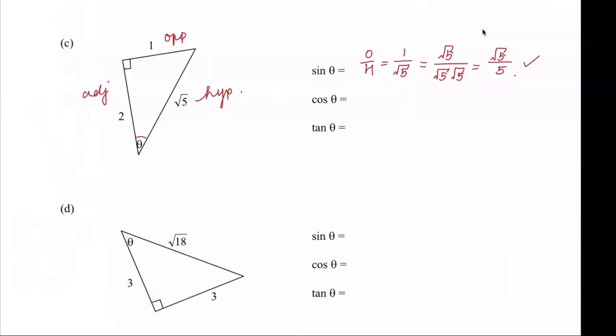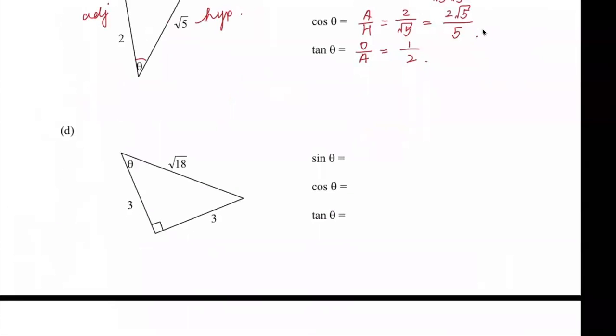Cosine theta is equal to A over H, so this is equal to 2 over square root of 5. With the same method, this is equal to 2 times square root of 5 over 5. Tangent theta is equal to O over A, so this is equal to 1 over 2. So that's part C.